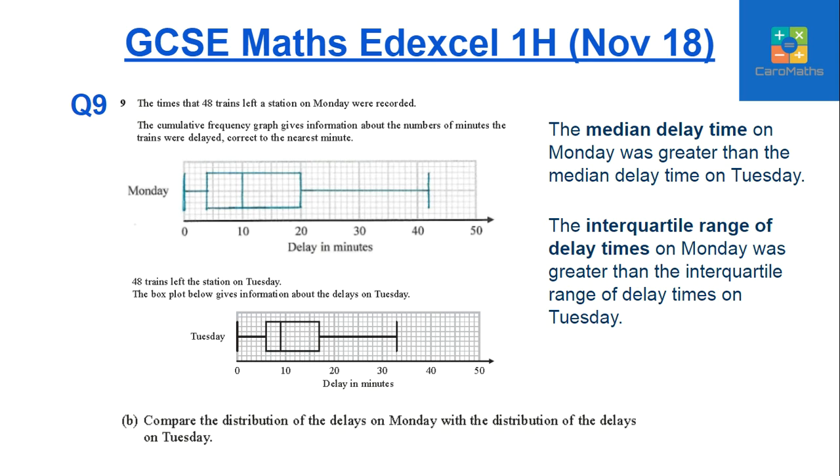The interquartile range of delay times on Monday was greater than the interquartile range of delay times on Tuesday. So you can see on Monday it was between 4 and 20, and on Tuesday it was between 6 and 17, so there's a larger interquartile range on Monday.